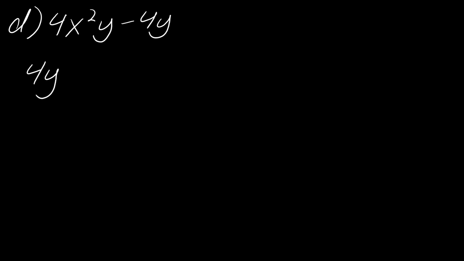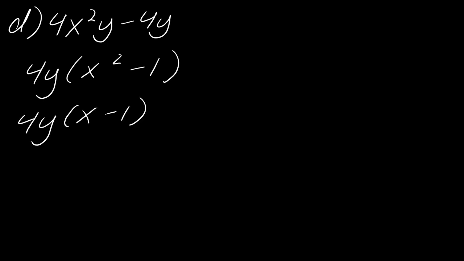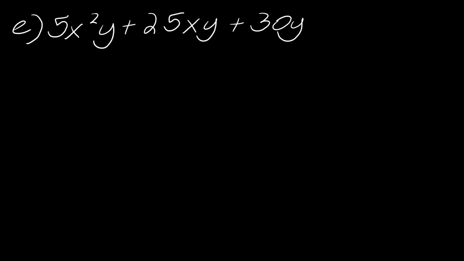So in this case, I can see that I can definitely factor out 4y first, which is going to leave me with x squared minus 1. And so this is a totally different problem now, right? Because in this case, I can actually use that difference of squares setup. Boom, 4y times x minus 1 times x plus 1. So again, it 100% depends on the problem, and you have to stay on your toes.